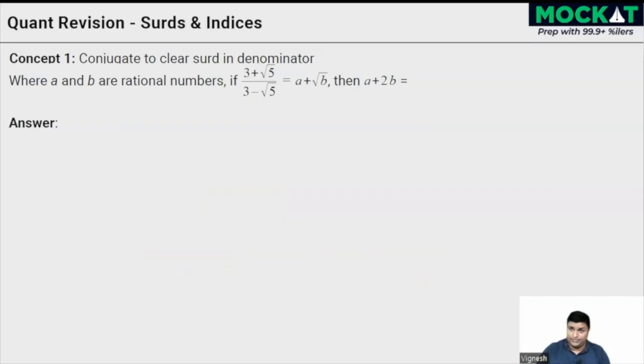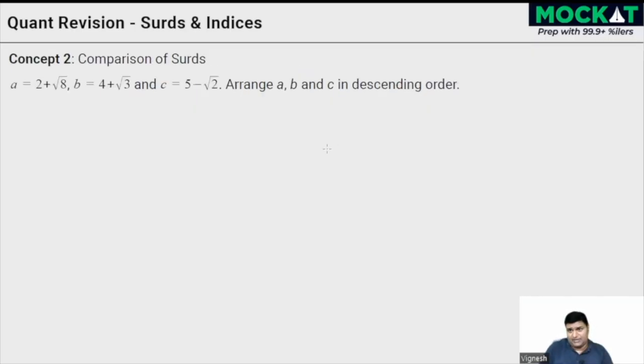The next one pertains to comparison of surds, right? I want to go through the surds part quickly. A is 2 plus root 8, B is 4 plus root 3, C is 5 minus root 2. Now, how do you arrange A, B, and C in descending order? We've seen that in the lessons. But quickly, if you have to write this down, root 8 is less than 3. Root 9 is 3, root 4 is 2, root 8 is 2 point something. 2 plus 2 point something is 4 point something.